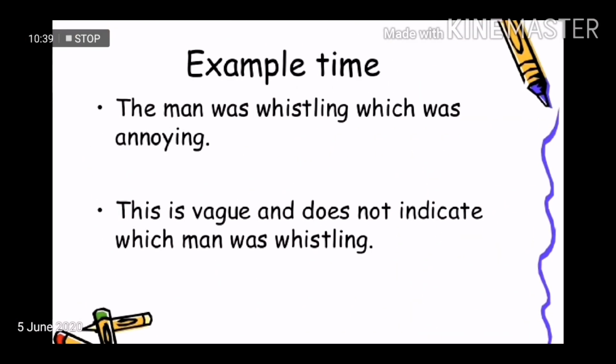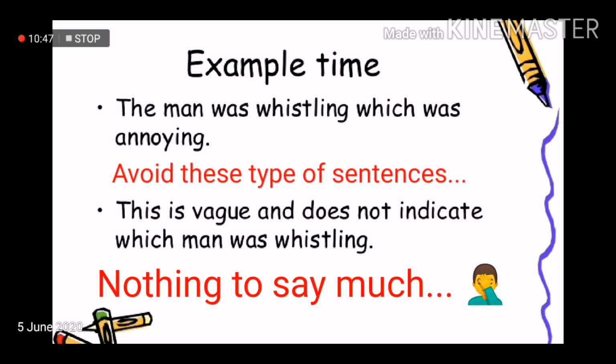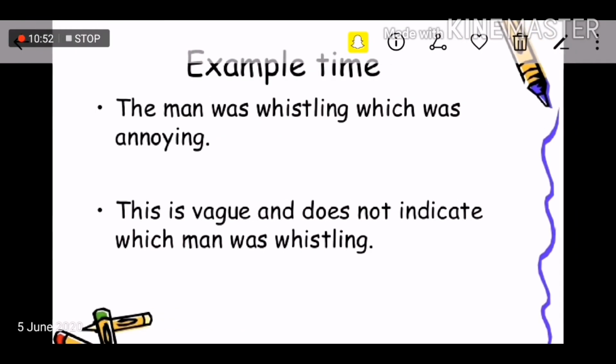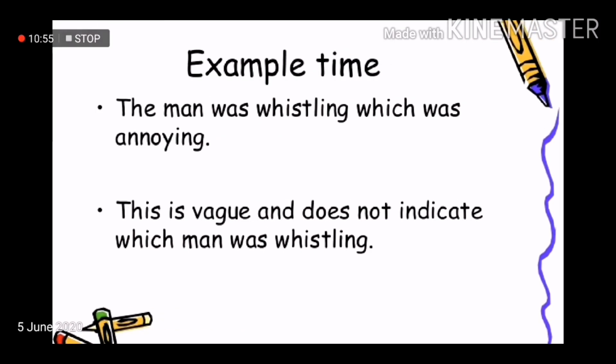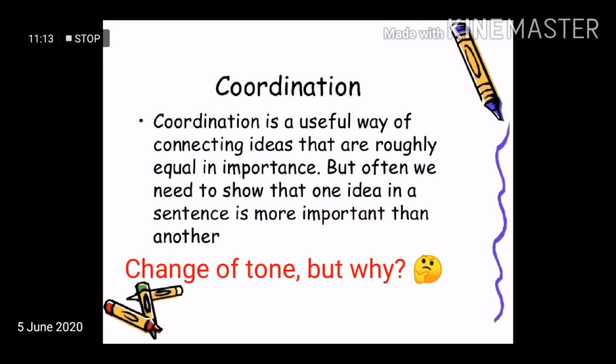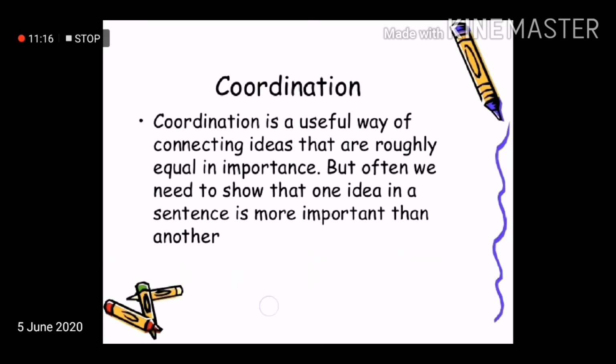Again, example time, we have: the man was whistling, which was annoying. So this is vague and does not indicate which man was whistling. So the non-restrictive here is the coordination. Now we have coordination, so you have to avoid this sentence most of the time, the man which was whistling which was annoying. So it seems somewhat vague, ambiguous, and you don't know what this sentence is all about. Now we have coordination. Coordination is a useful way of connecting ideas that are roughly equal in importance.